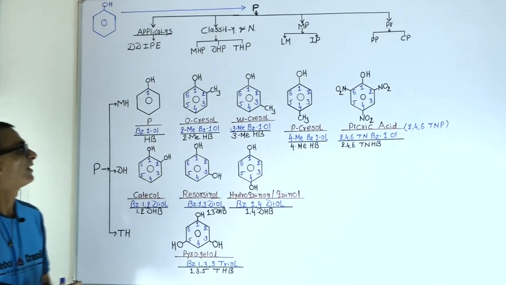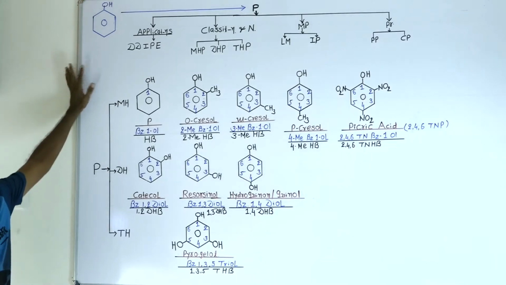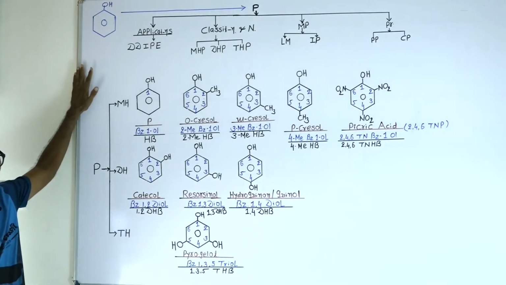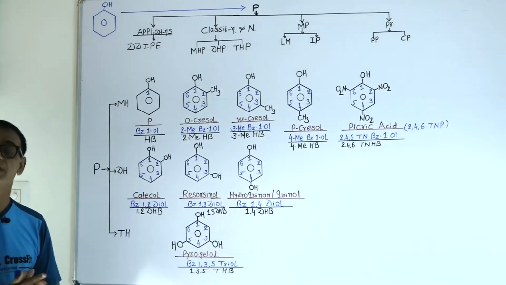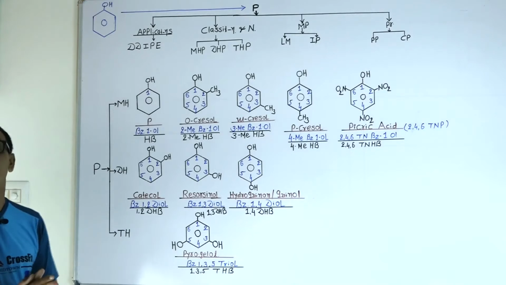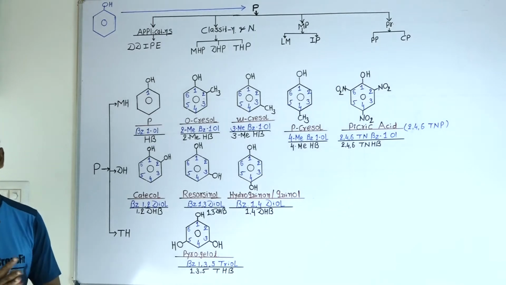Okay. Yes, our new point is phenol. Phenol means if an OH group is directly attached with a carbon atom of a benzene ring, it is known as a phenol. If an OH group is directly attached with a carbon atom of an alkyl group, it is known as an alcohol. If an OH group is directly attached with a carbon atom of a phenyl group, it is known as a phenol.